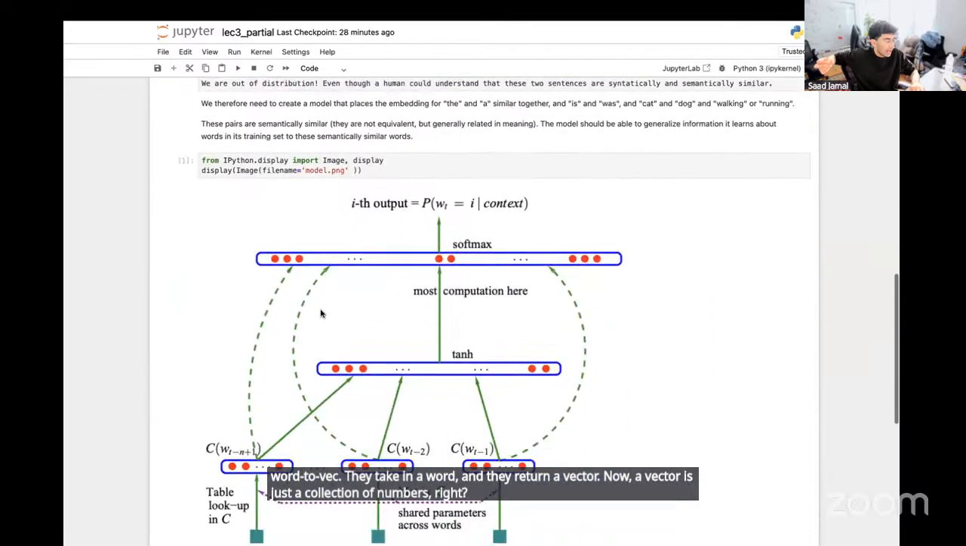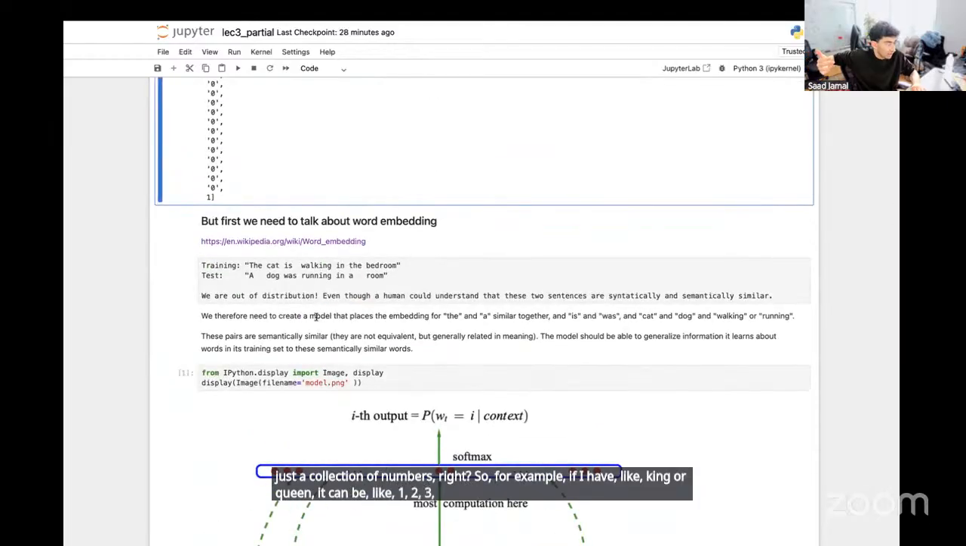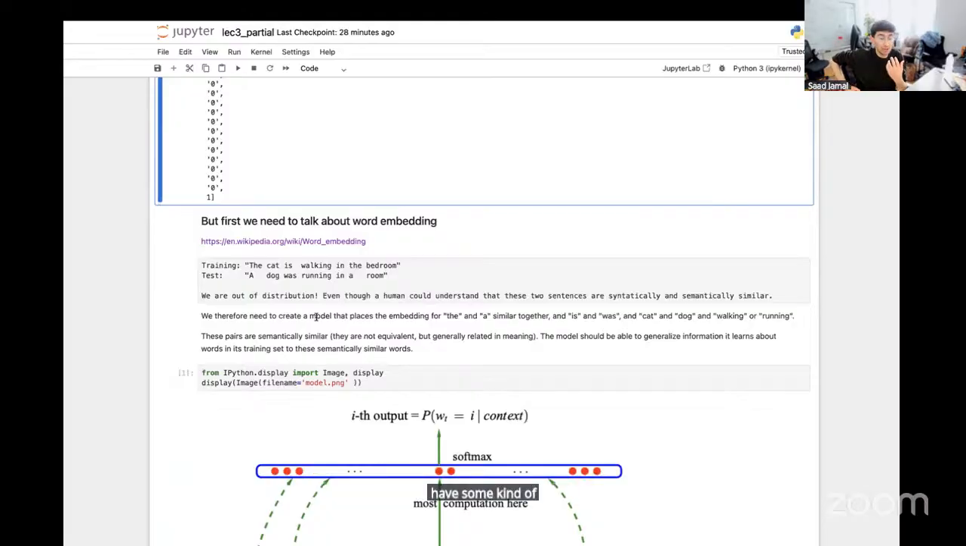Now, a vector is just a collection of numbers, right? So, for example, if I have king or queen, king can be one, two, three. Queen can be four, five, six. You get the point. It's just a collection of numbers. But we want these vectors to have some kind of mathematical shape to them.